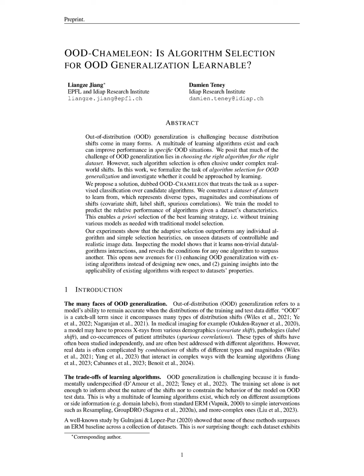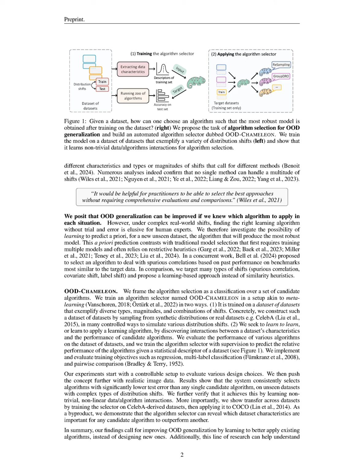This is achieved by sampling from synthetic distributions or real datasets, such as CelebA, and quantifying the degrees of these shifts to ensure a comprehensive representation. Next, the algorithm selector is trained on this metadataset, which consists of dataset descriptors, summarizing the distributional characteristics, paired with the performance metrics of candidate algorithms across the generated datasets. The training involves different formulations, including regression, multi-label classification, and pairwise preference learning, to predict the most suitable algorithm for a given dataset based on its descriptor.